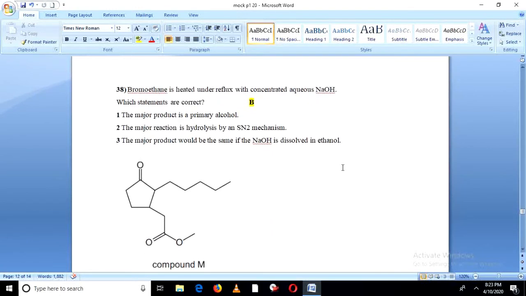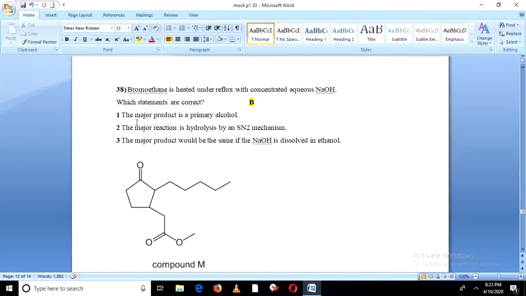In the 38th MCQs, the examiner was saying bromoethane is heated under reflux with concentrated aqueous sodium hydroxide. Which statements are correct? I have highlighted the answer. The answer was B. The first two statements are right.